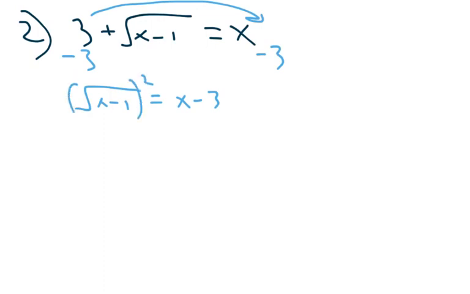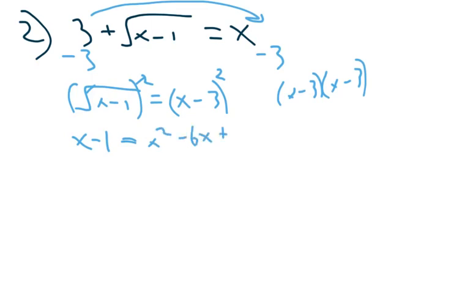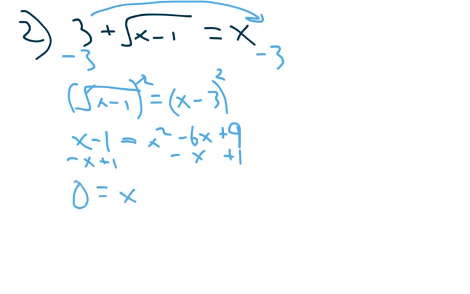Next step, square both sides. Keep in mind these undo each other, so x minus 1 is now equal to, and then this is x minus 3 times x minus 3, which is x squared minus 6x plus 9. I can get rid of that so I can do some more work there later. All right, good. Now I need to set everything equal to 0. So I'll subtract x, I'll add 1, subtract x, add 1. And so I have 0 equals x squared minus 7x plus 10.